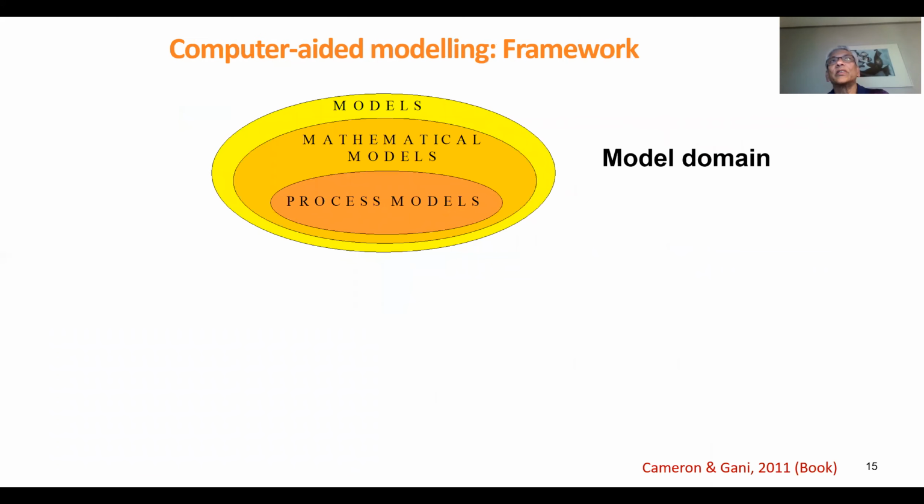And that's where computer-aided modeling comes in. If we have a framework, through this framework, I would like to show that it is possible to reduce significantly the time to develop and use models. Let's first also define the domain, the model domain. We are talking about models, mathematical models, and process models.